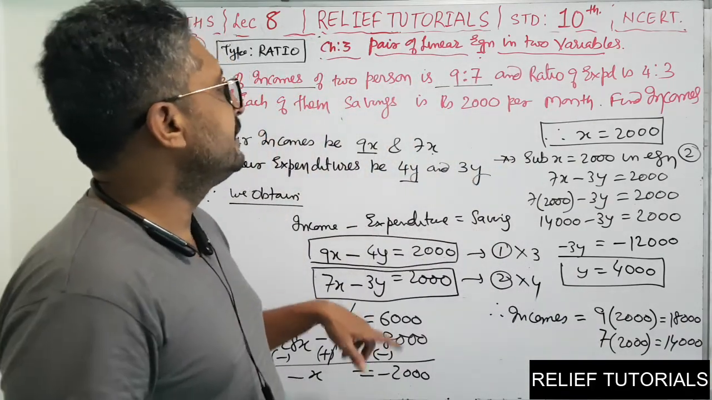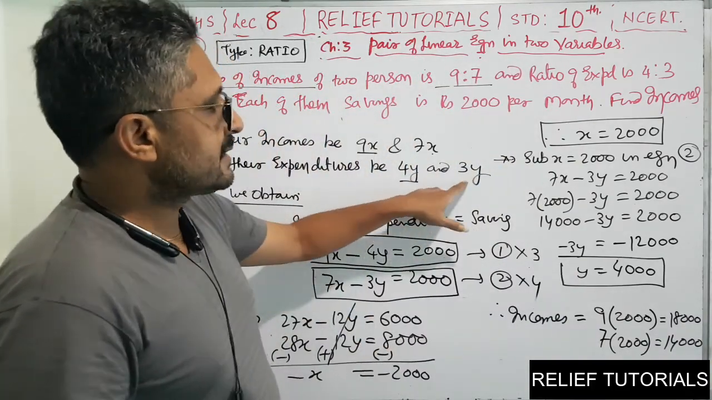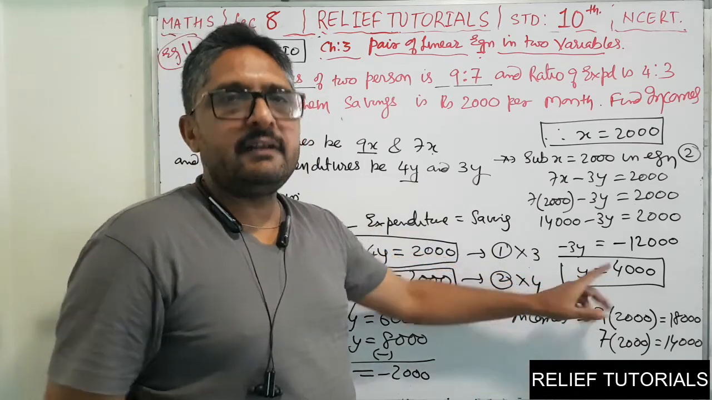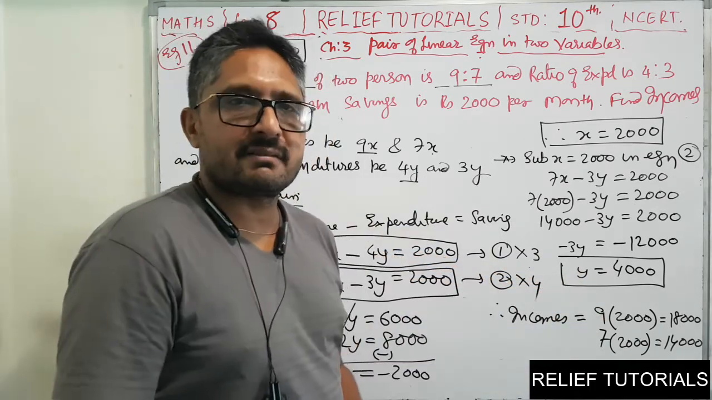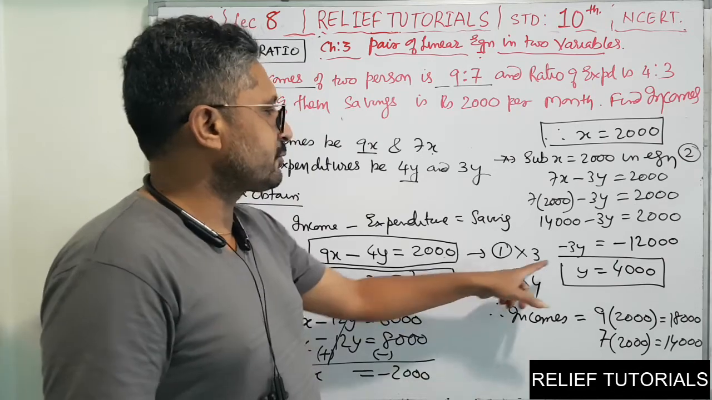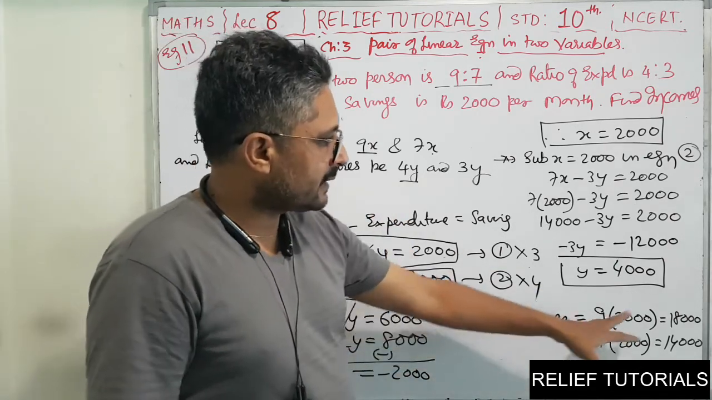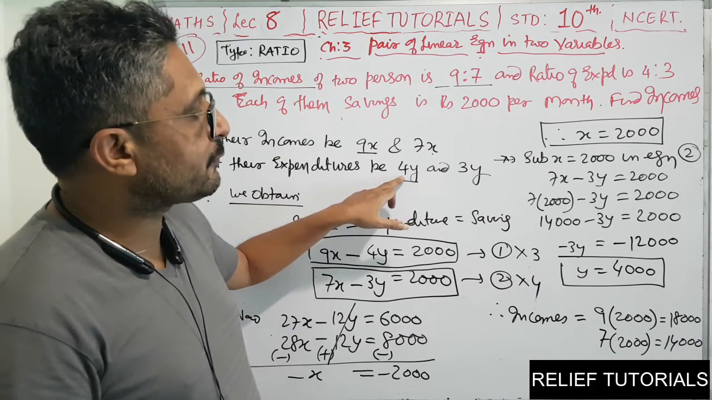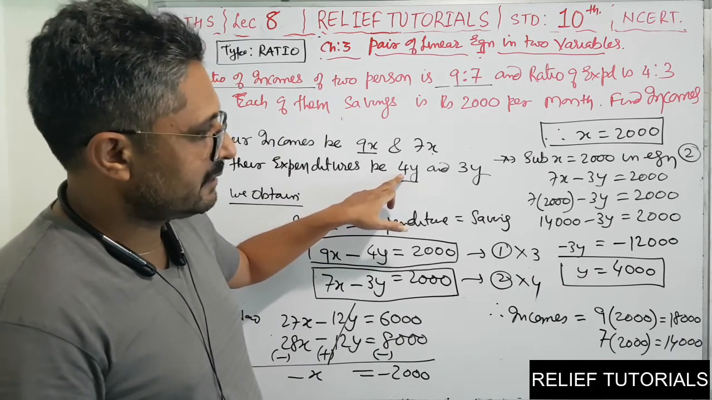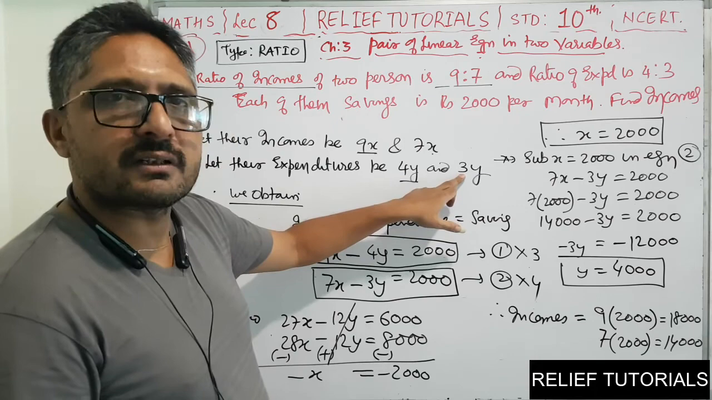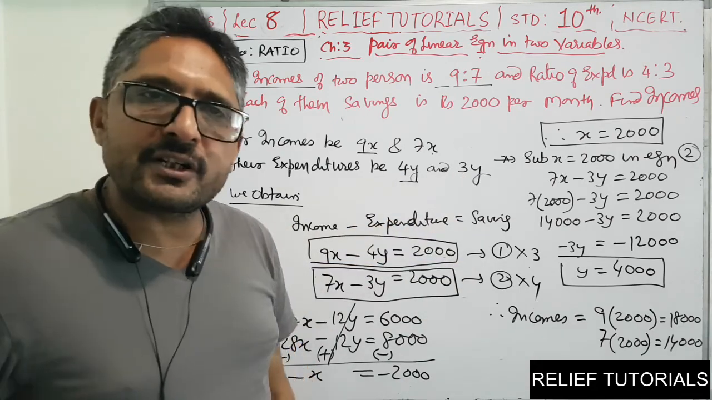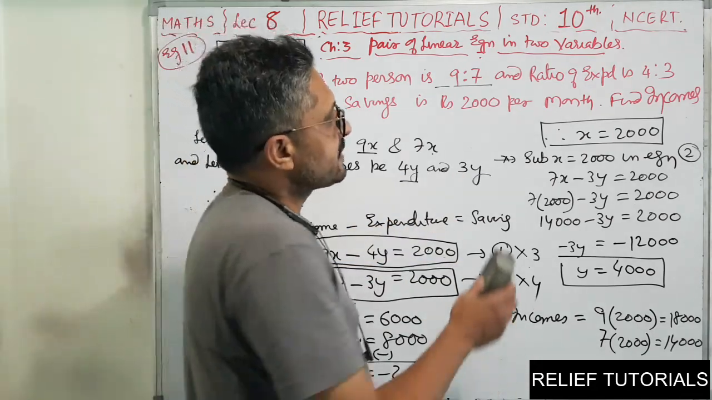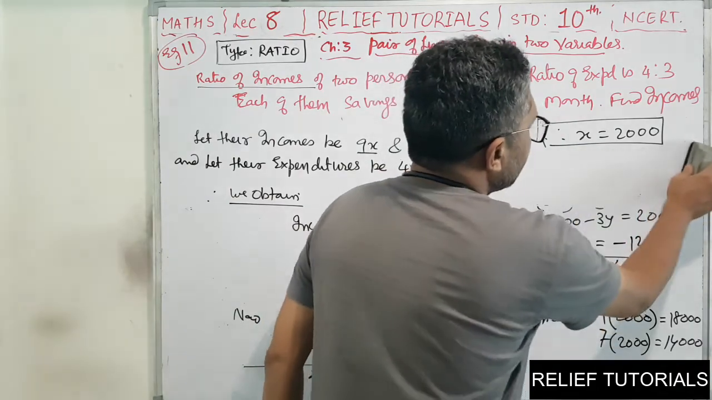We don't want to find expenditures, so y is not necessary at all. If they tell you to find expenditures, then you have to find y. So incomes are 18,000 and 14,000, and expenditures if you want to find out, 4y is 4 into 4,000, 16,000, and here it will be 12,000. But here it is not mentioned that you have to find expenditure, just income. So no need of finding y.